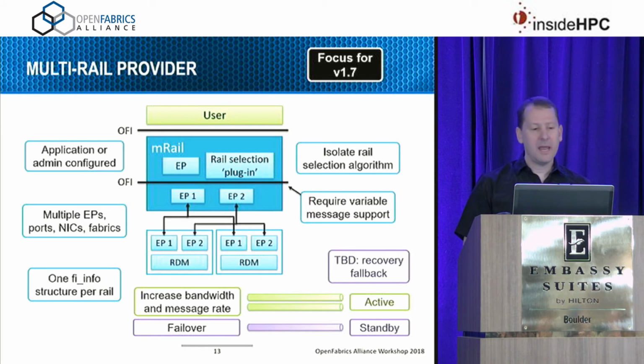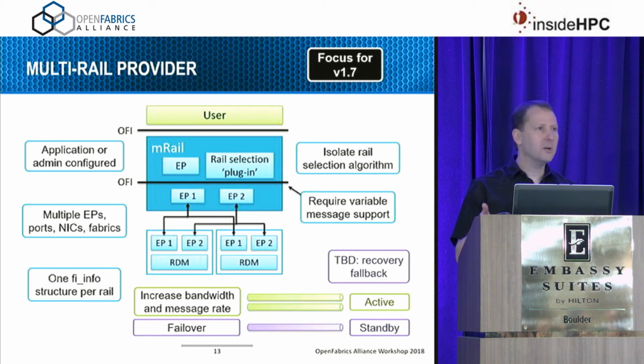We also even had a request to say, what if I'm not even dealing with multiple rails? What if I just want to have multiple endpoints out the same port? I need multiple TCP connections to get full bandwidth. So we wanted to make sure the multi-rail provider has that capability as well. You can look at the code for the multi-rail provider. It's actually starting to go upstream.